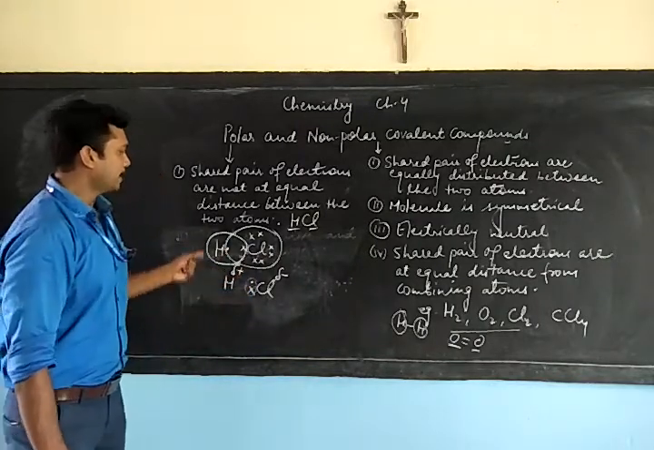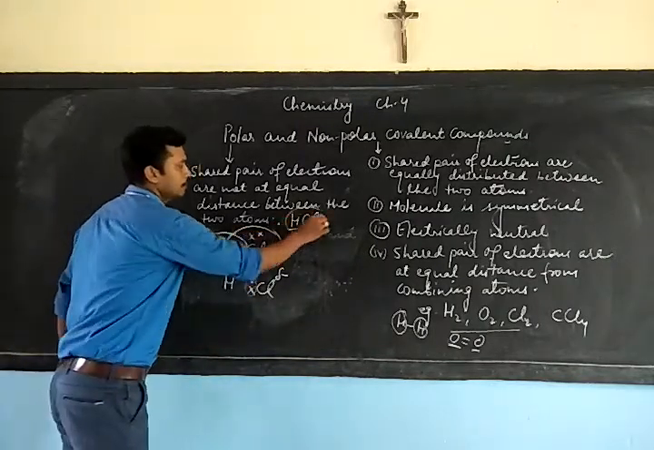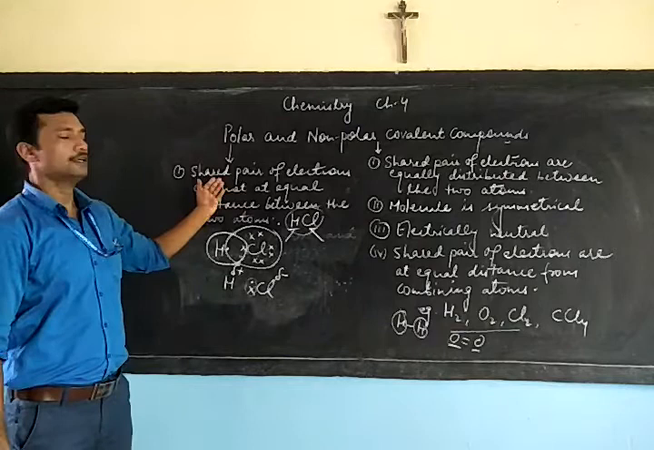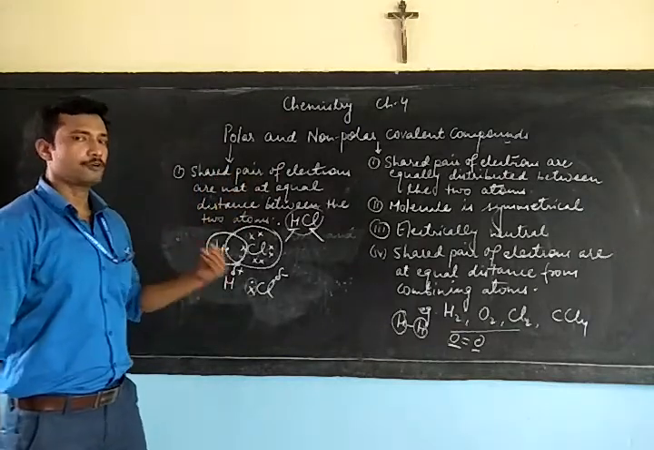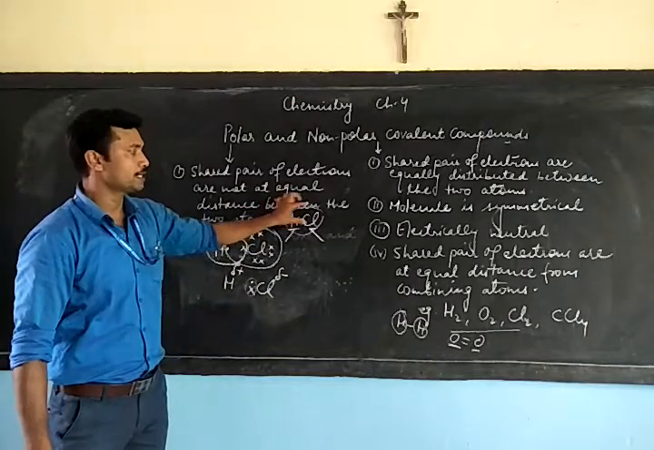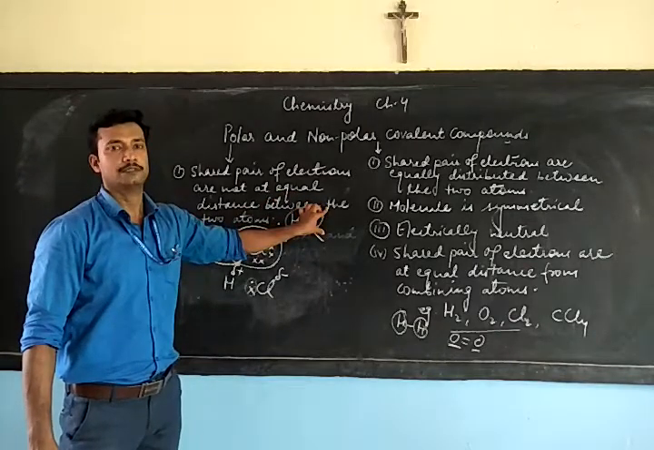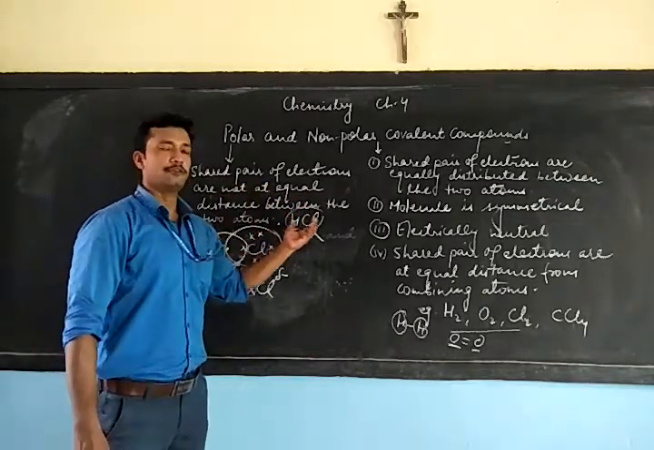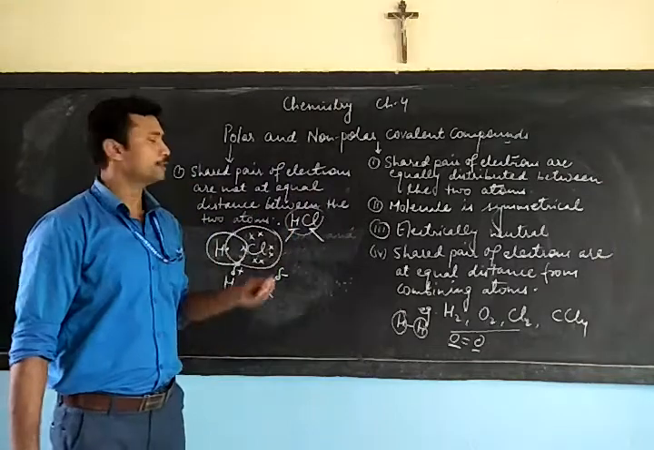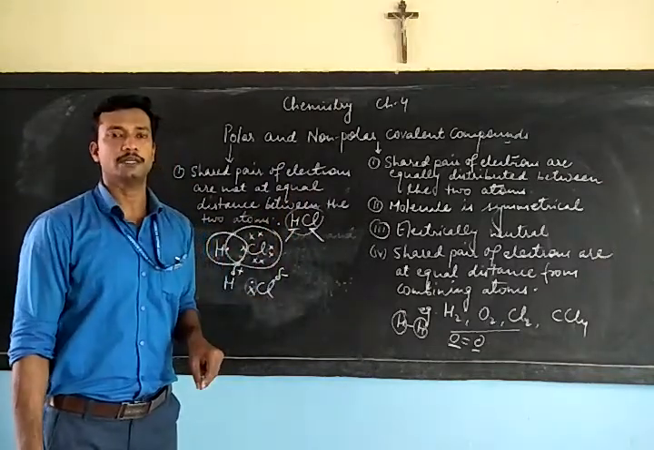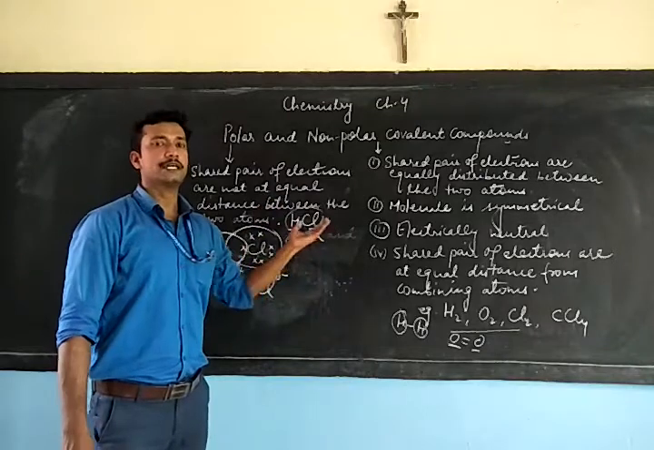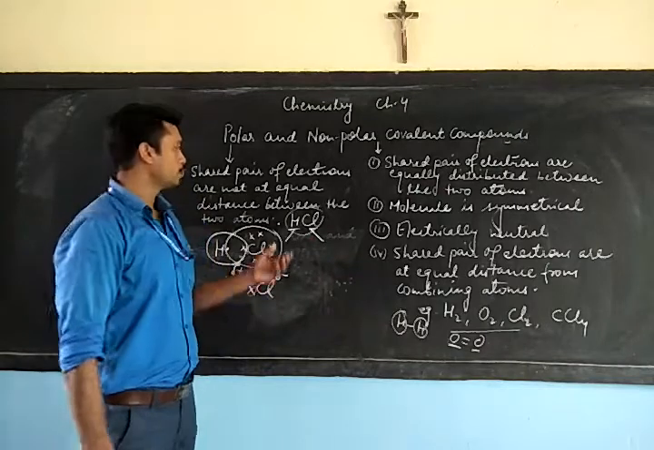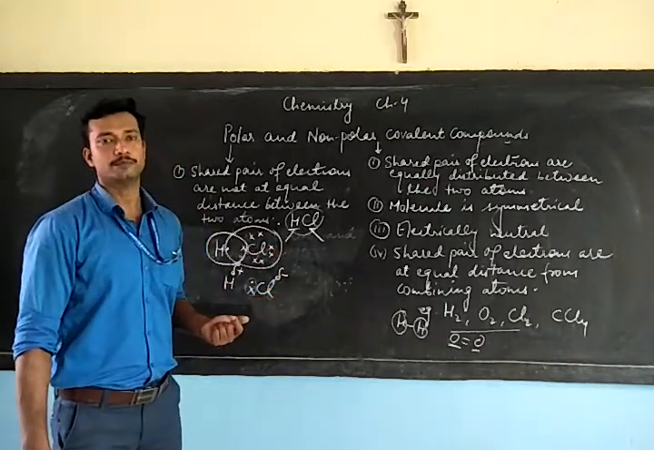So we can see that hydrogen chloride is not neutral, but as a result of the shared pair of electrons not being at an equal distance, one will have positive charge, the other will have negative charge. And these charges will be free to move once hydrogen chloride ionizes in water. That means when we dissolve hydrogen chloride in water, the charges get separated and we say hydrogen chloride gets ionized, where the two charges will now be free to move.